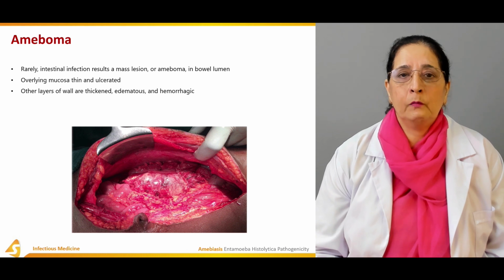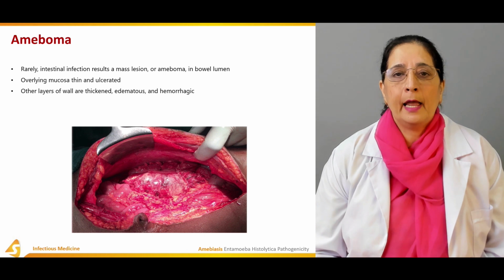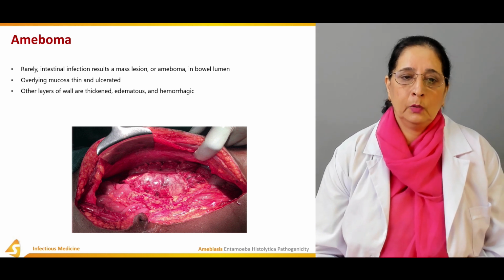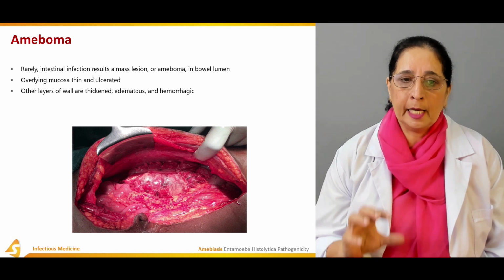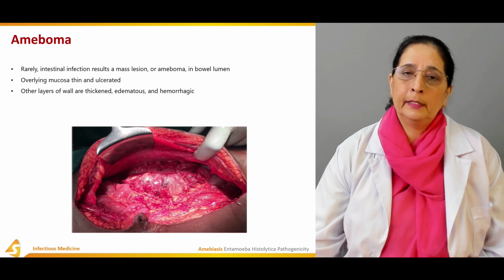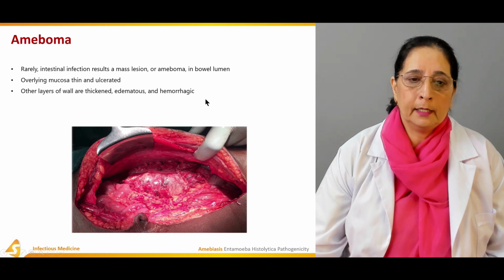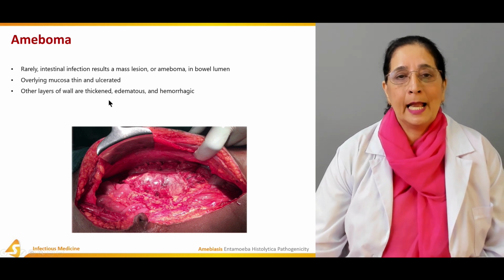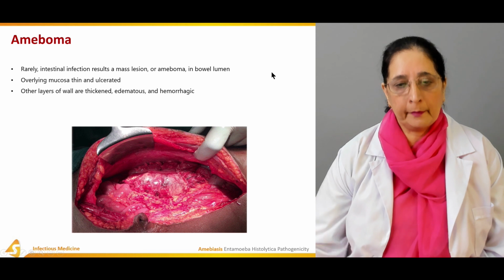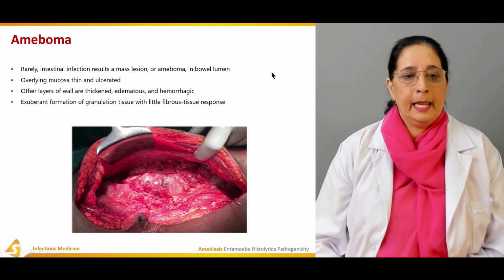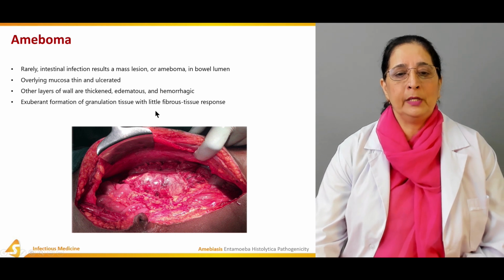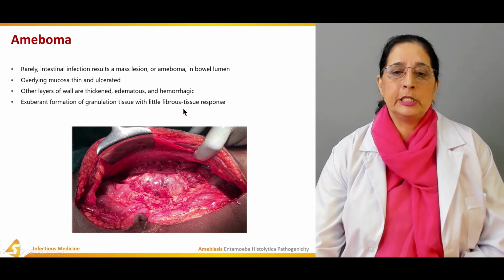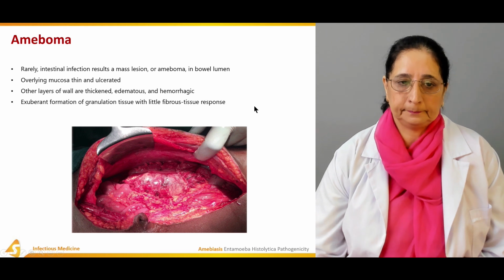Other layers of the wall are thickened, edematous and hemorrhagic. So the overlying mucosa is thin and ulcerated, but the other layers of the wall are not thin; they are thick, edematous and hemorrhagic. There is exuberant formation of granulation tissue with little fibrous tissue response.